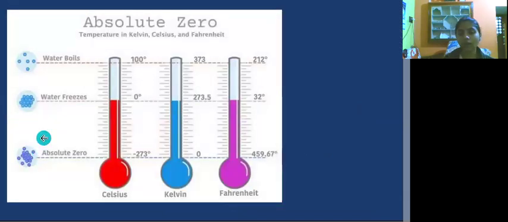Here we have the different types of temperature scales: Celsius, Kelvin, and Fahrenheit. And also we have the degree at which water boils, water freezes, and absolute zero. At absolute zero, we have minus 273 degrees Celsius, 0 Kelvin, and minus 459.67 degrees Fahrenheit. Water freezes at 0 degrees Celsius, 273.15 Kelvin, and 32 degrees Fahrenheit. And water boils at 100 degrees Celsius, 373 Kelvin, and 212 degrees Fahrenheit.